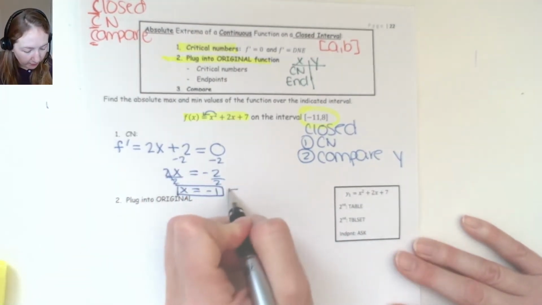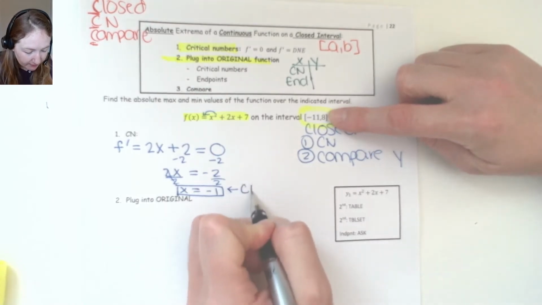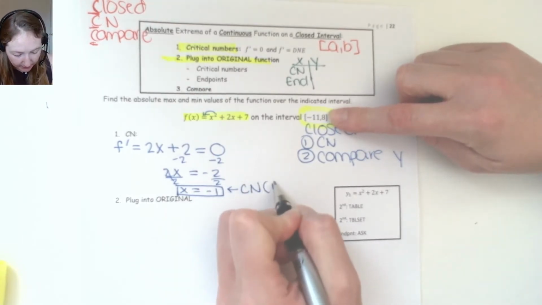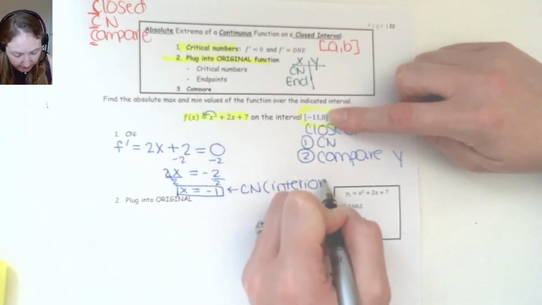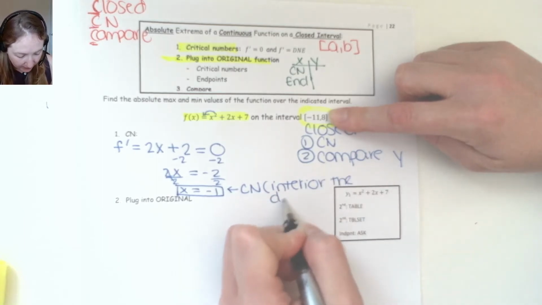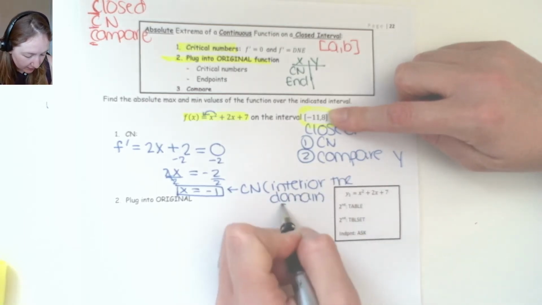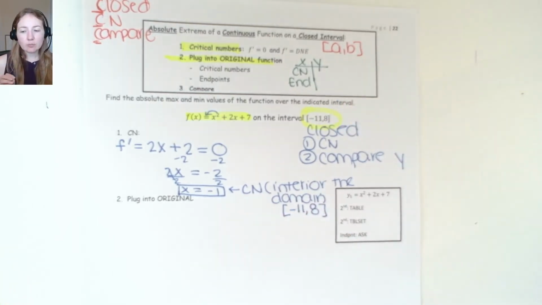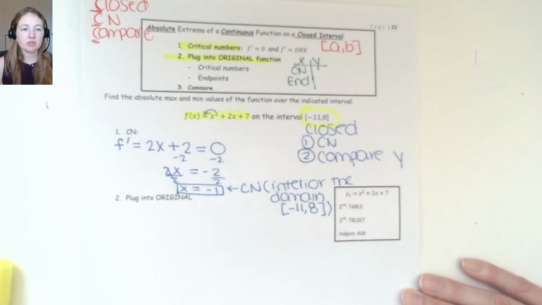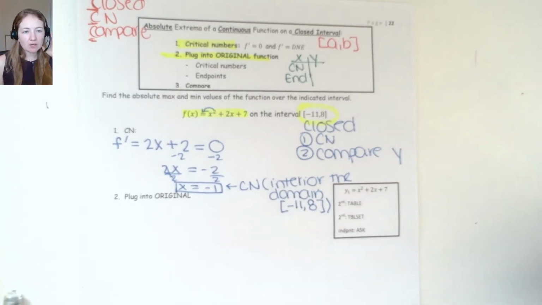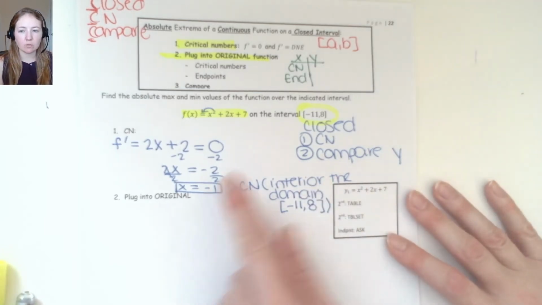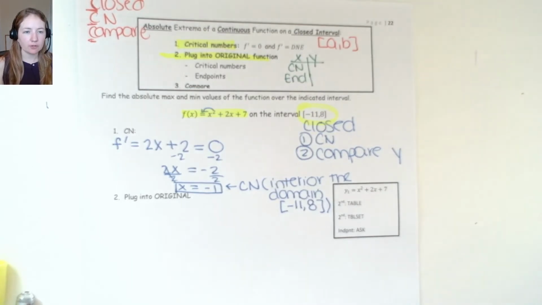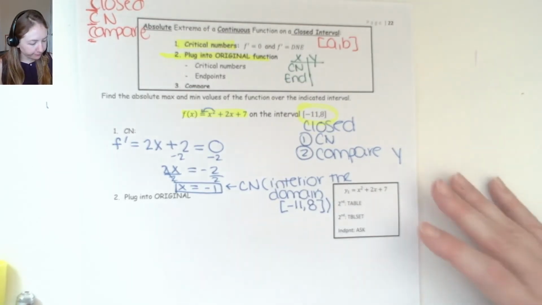With that -1, you'll notice that it is a critical number. It is interior, inside the domain, and the domain here being -11 to 8. There is a little bit of concern with this section that you could potentially get a critical number that is outside of the domain. So you always want to double check that, yes, this -1 is in that interval before you start comparing your y values.